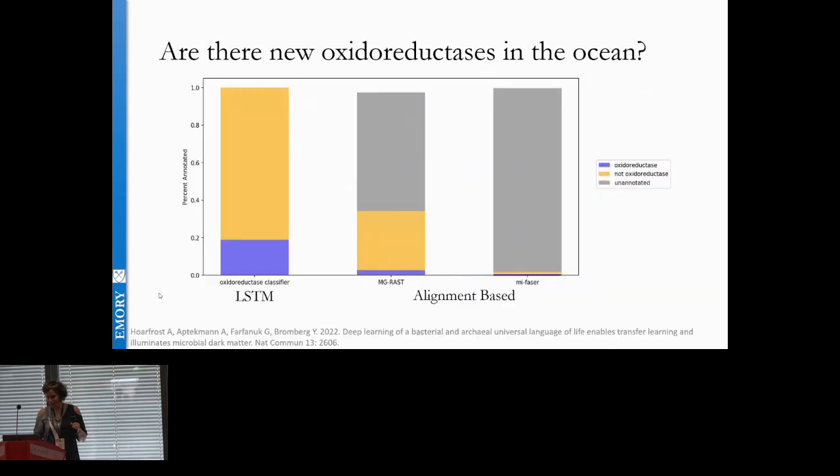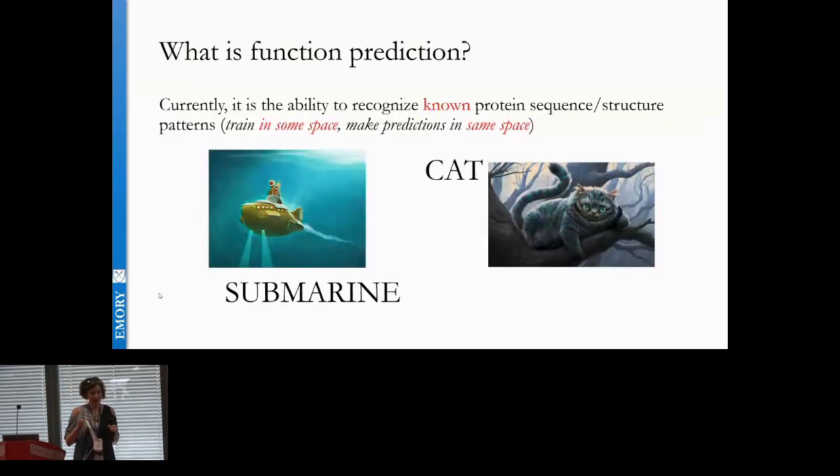Okay, I'm going to skip all the talk about metagenomes, and I'm just going to talk a little bit about this whole idea. I loved DALL-E when it came out. Basically, the idea is we take a submarine and you take a cat, and if you ask a method to predict other submarines or other cats, the method will probably do fairly well. So this is what we've been doing. We're taking proteins in the known space and predicting functionality in the known space.